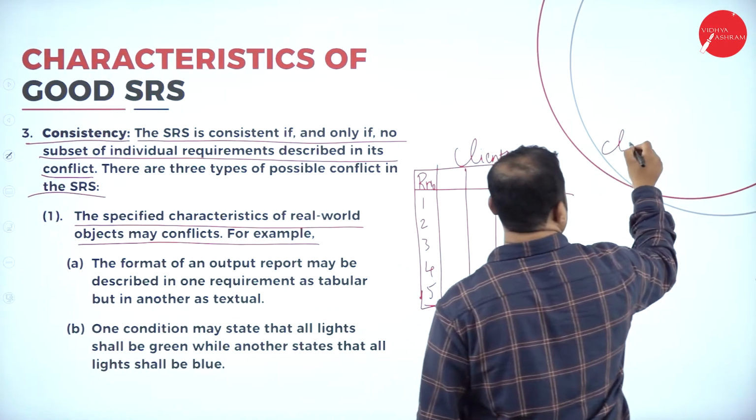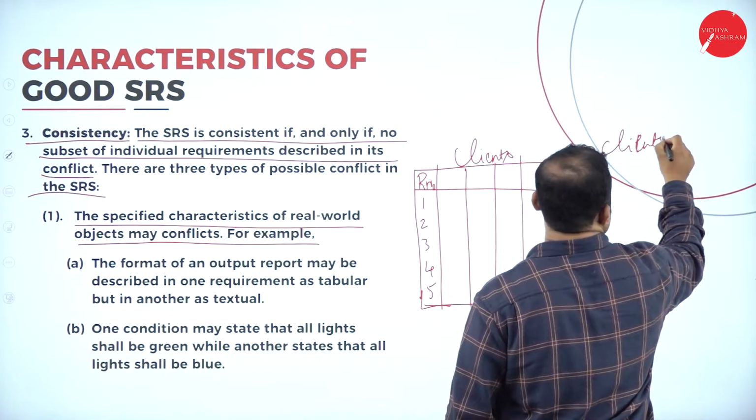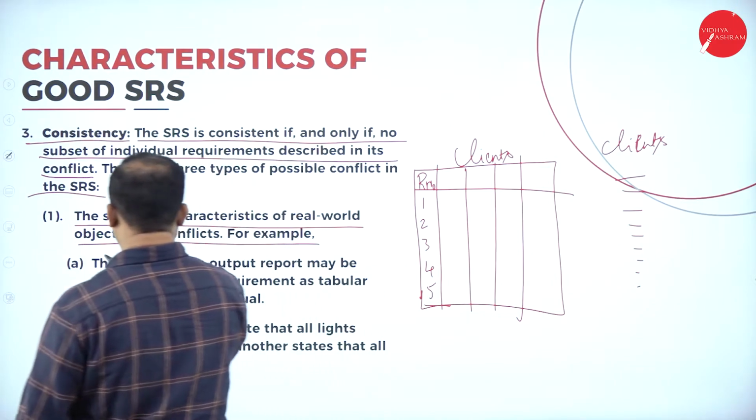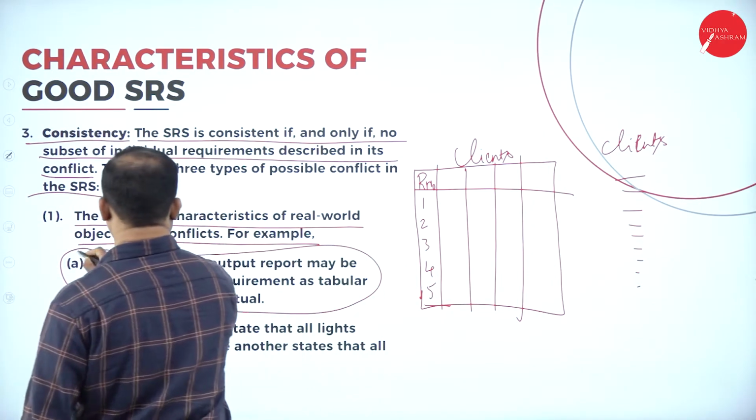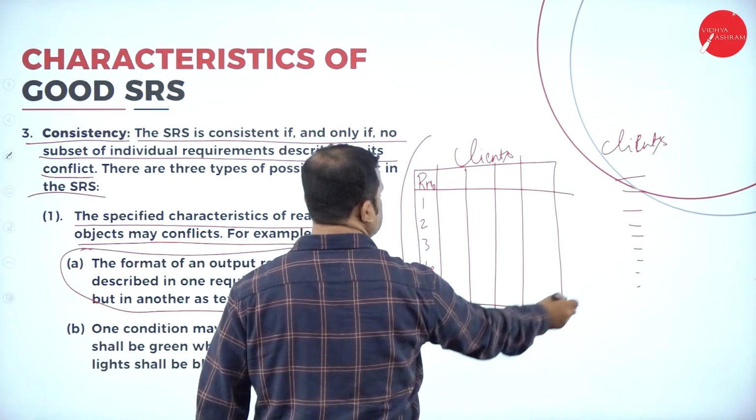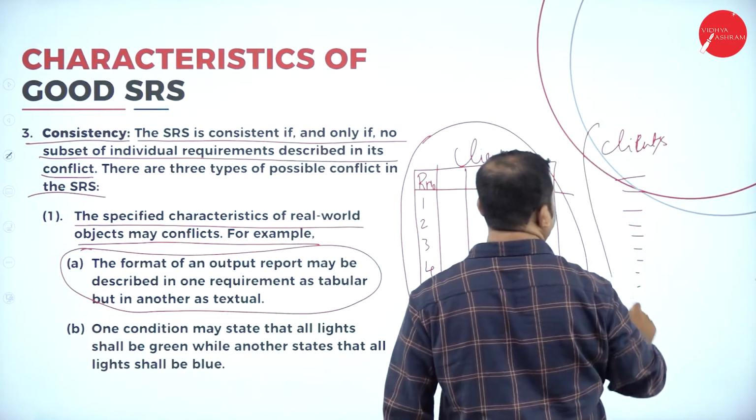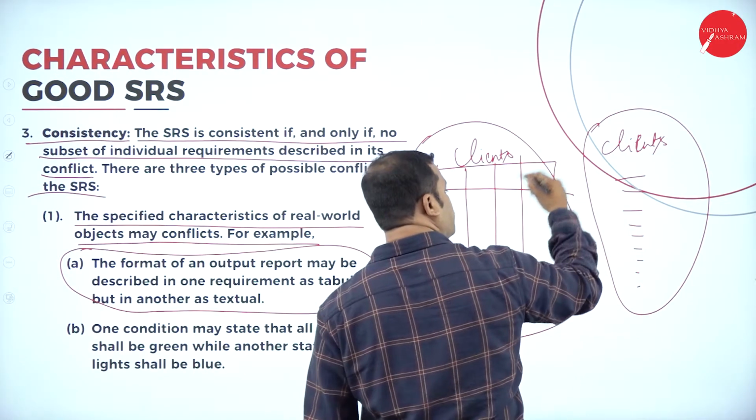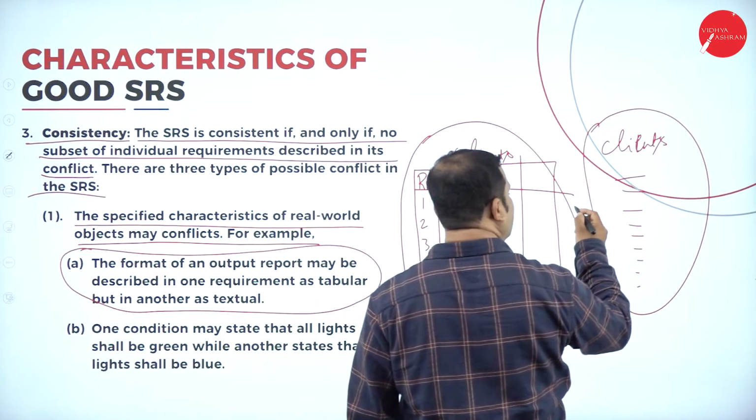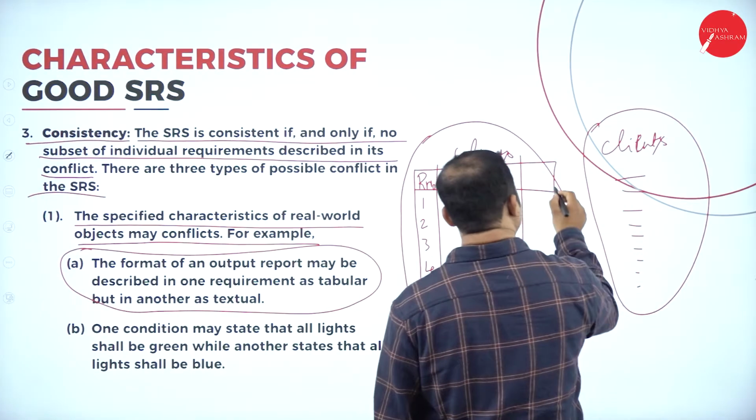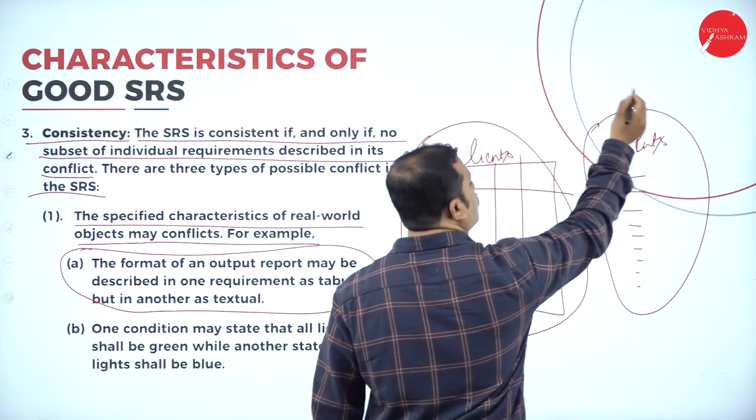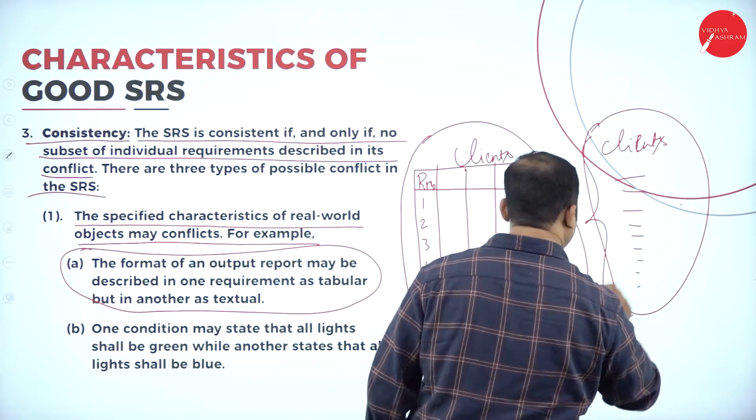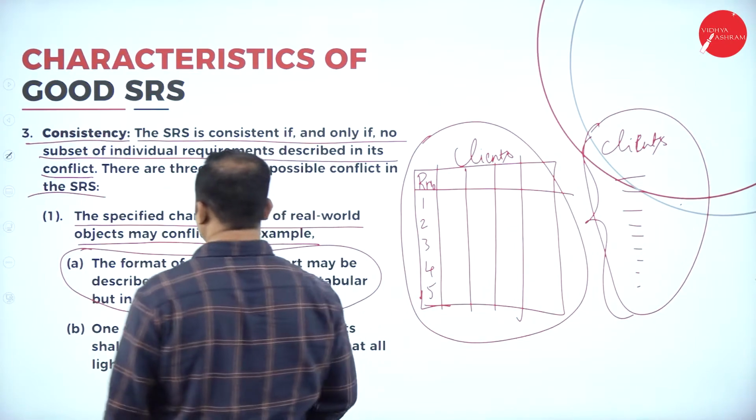The same client's requirements are written in the form of a textual description. Then again, the format of this is different. That is the output format. Since it is described in tabular form, I am going to represent it in textual form. If the document is transferred from one person to another person, he may feel inconsistent with the description defined in the tabular form compared with the description defined in the textual form, that is, in the paragraph-like form. So that is one of the conflicts.